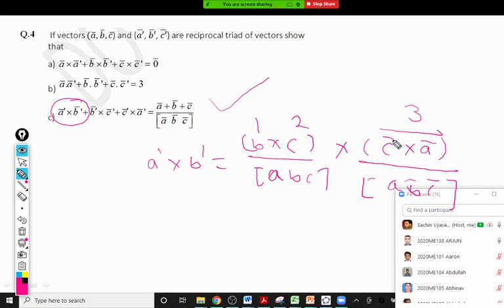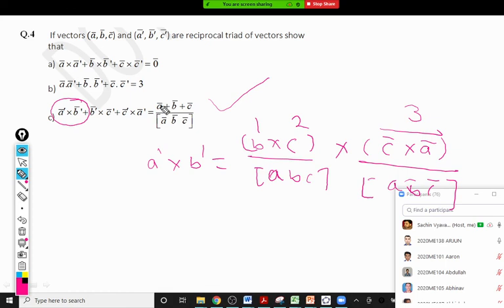Excuse me, sir. Yes. Sir, we can say that we know A is equal to B dash cross C dash by the box of A dash B dash C dash. So by that property also we can get it. Okay, that way also, yes, sir. You can prove it. You can start from RHS then. If you have to go from RHS to LHS, you can start from RHS and proceed. Yes, that way is also okay.